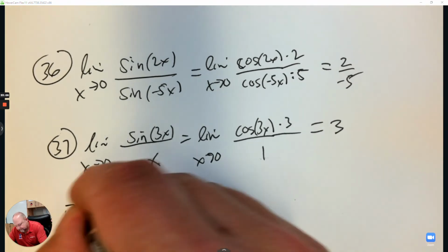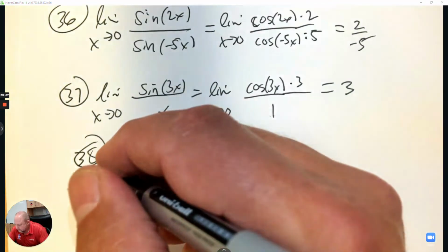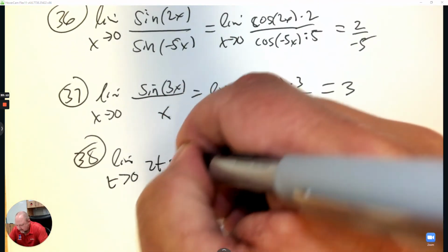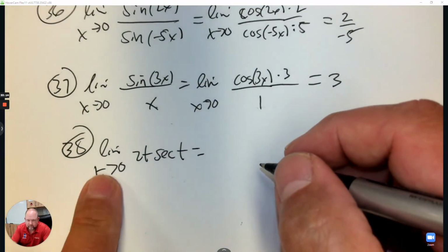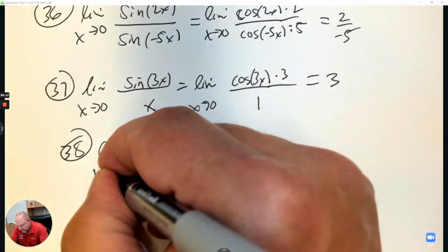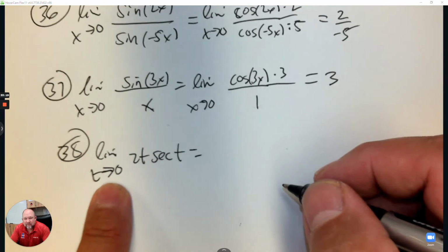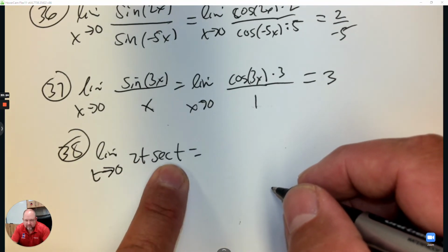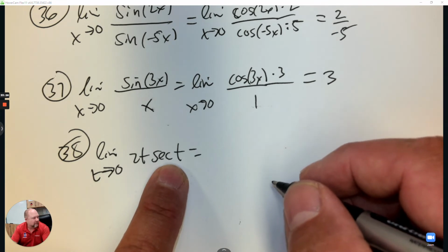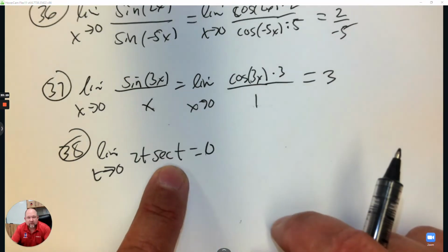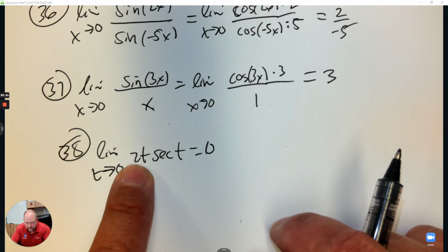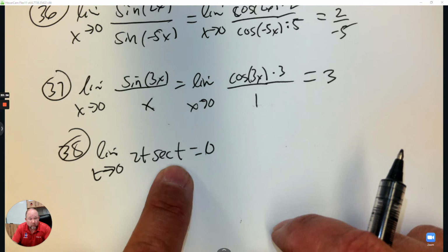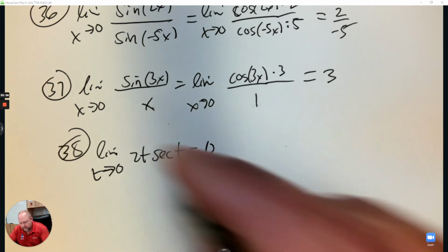38. The limit as t approaches 0, 2t times secant t. So if I plug in 0, I get 0 times 1, and the answer is 0. Done. So if you evaluated 0, 2 times 0 is 0. Secant 0 goes with cosine, so it's 1, and then 0 times 1 is 0, and it's over.